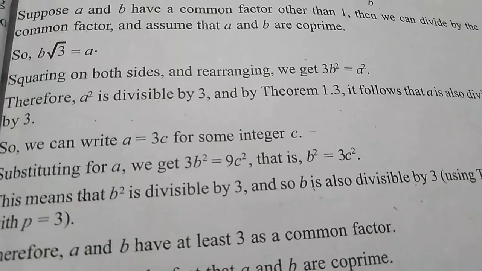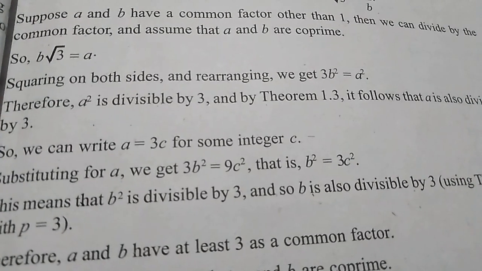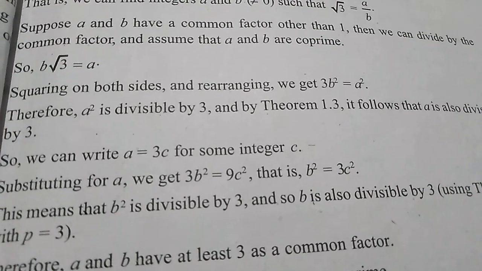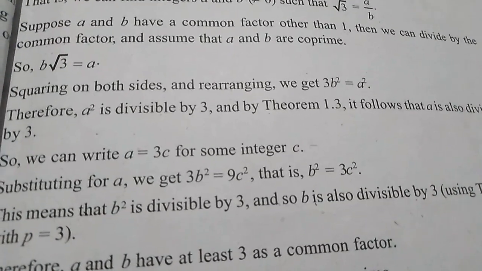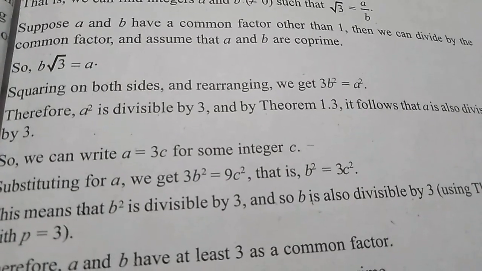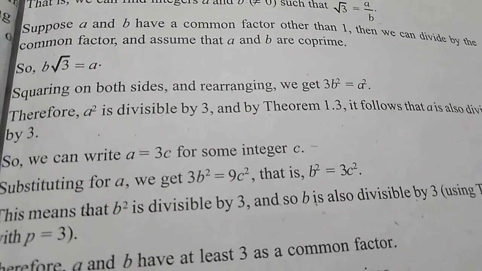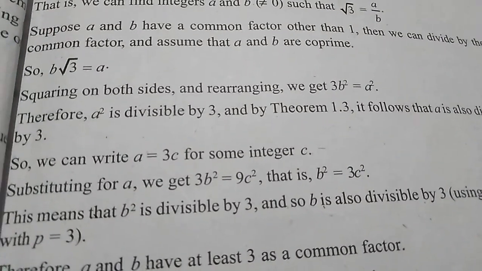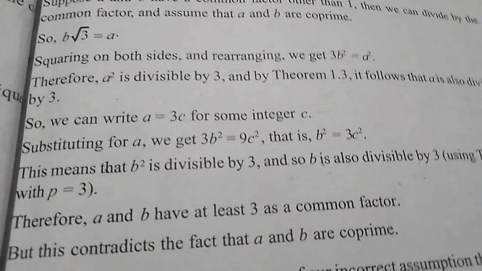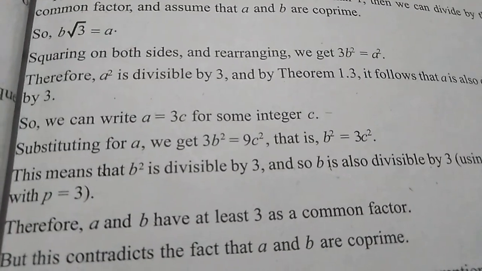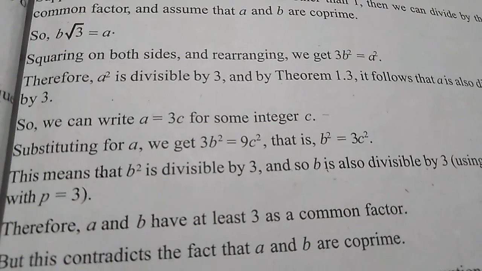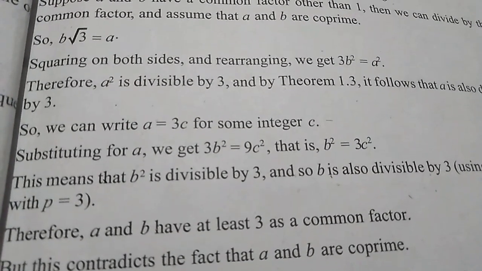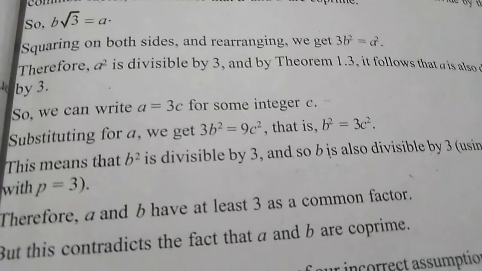Now this means that b square is a multiple of 3 because 3b square, LHS, is a multiple of 3. So if LHS is a multiple of 3 and LHS and RHS are equal, a square is also a multiple of 3. That means a square is divisible by 3. If a square is divisible by 3, it means that a is also divisible by 3. So we can write that since a is divisible by 3, a is a multiple of 3. So let a be equal to 3 into some integer c.